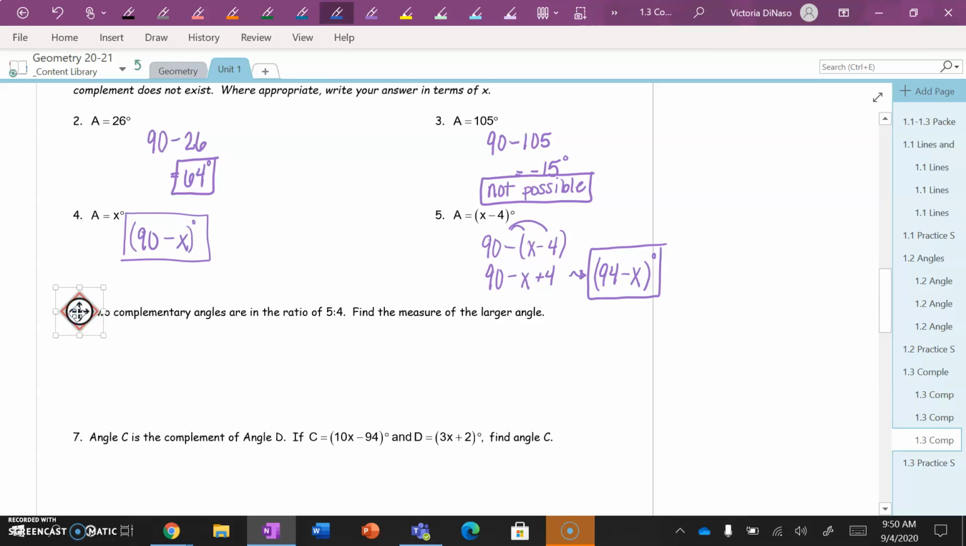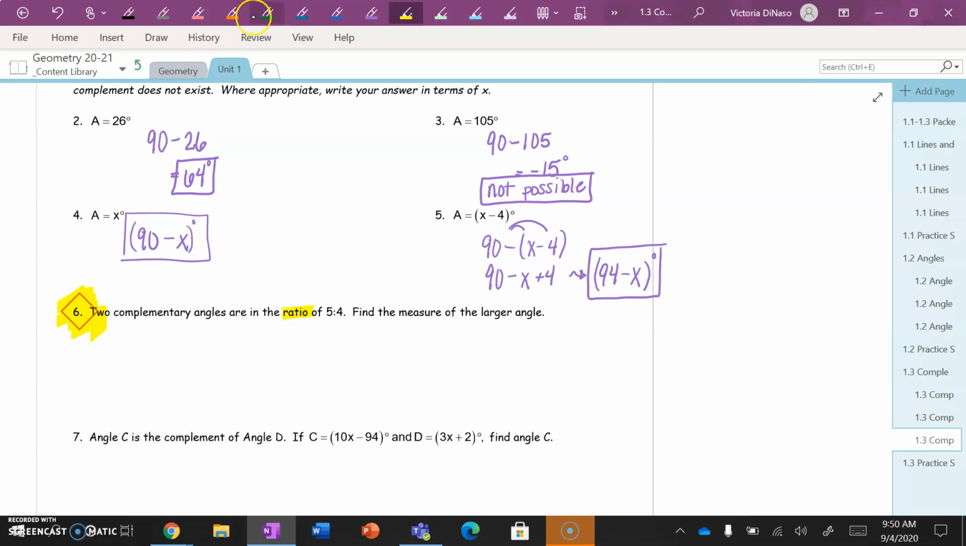This is a big star. Highlight it. Super important that we know how to do this one. So we have this word ratio. Okay, so two complementary angles are in the ratio of 5 to 4. Find the measure of the larger angle.